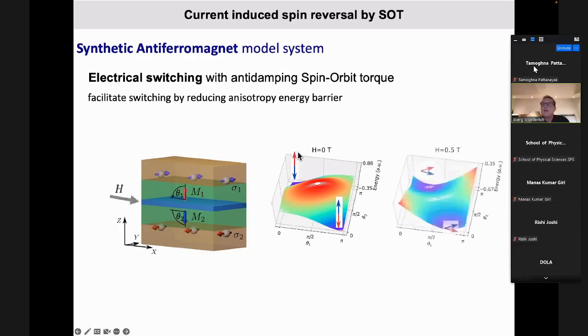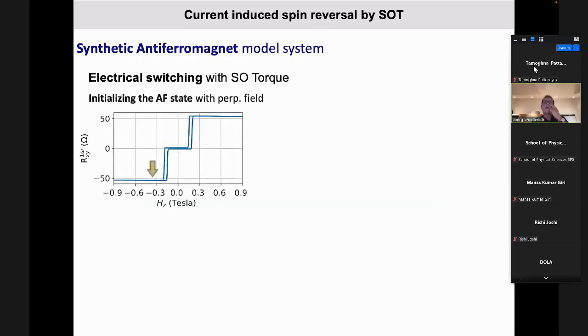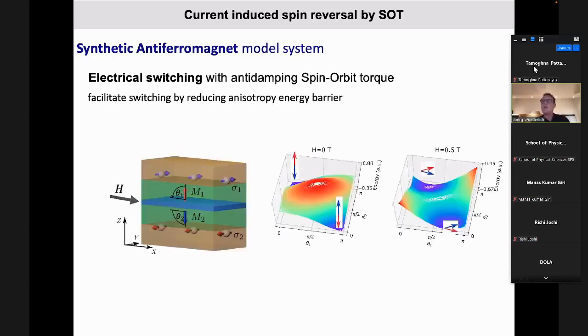But when applying a small in-plane field, effectively you start canting your antiferromagnetic states. Still they are distinguishable. The first layer has this arrangement, the other arrangement is like this. And the energy barrier is reduced. Now, applying in principle a current will allow us to switch between the two states. And this I will show you in the next slides.